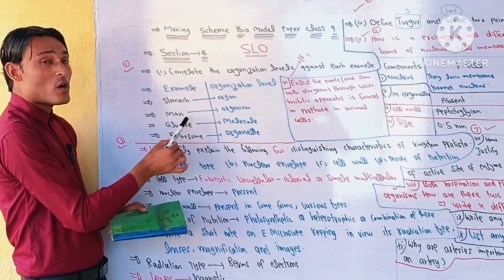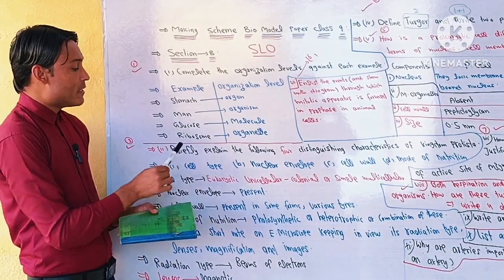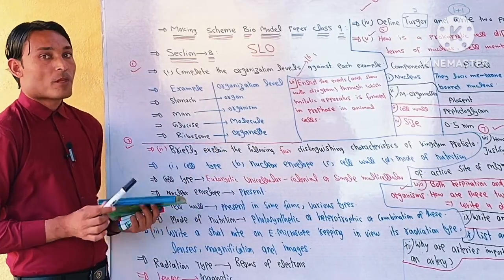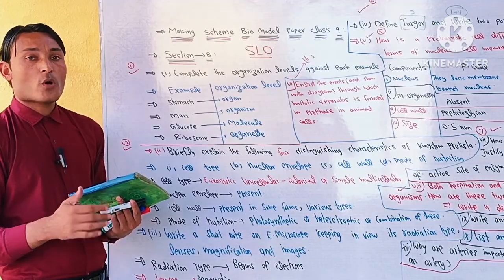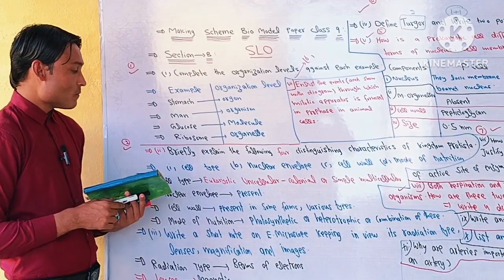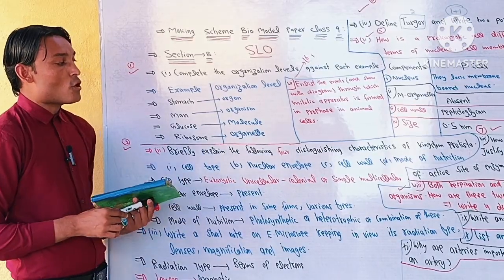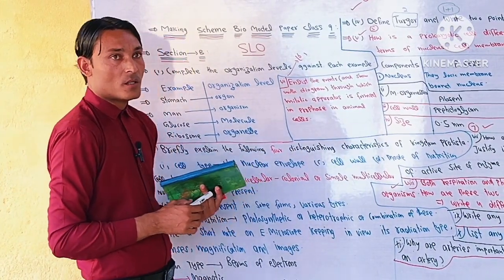What is the level of glucose? Glucose is actually a molecule, and the next one is ribosome. What is ribosome? Ribosome is an organelle. If you write these four correctly, you will definitely get 4 marks. Question number 2 type: briefly explain the following 4 distinguishing characteristics of kingdom Protista.